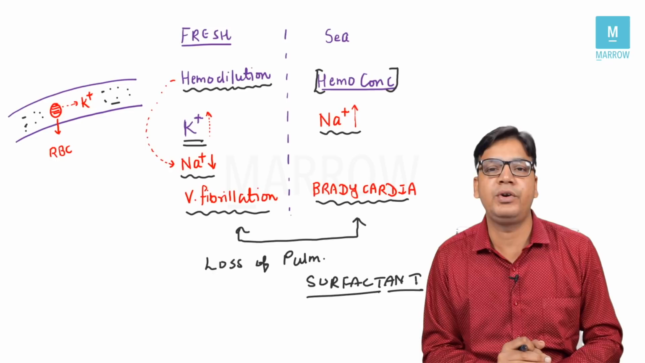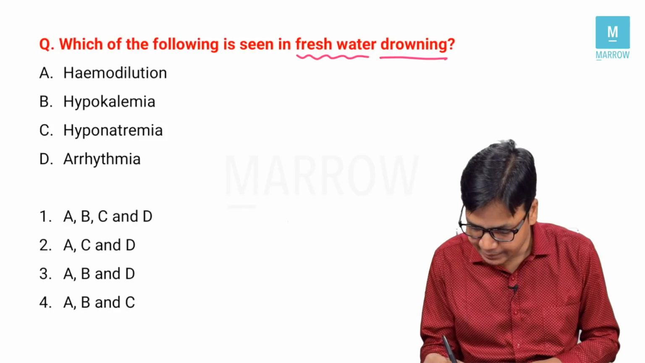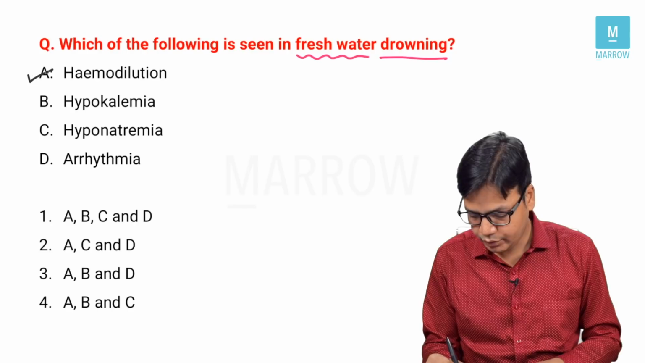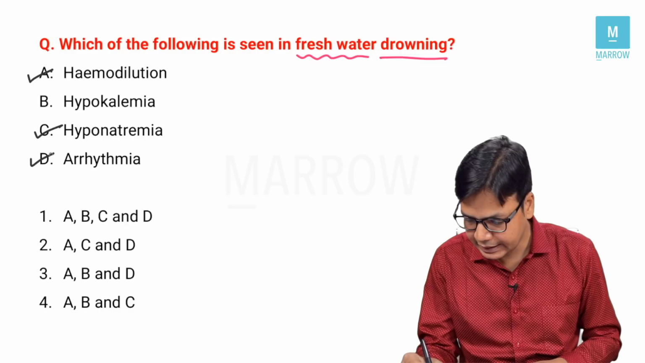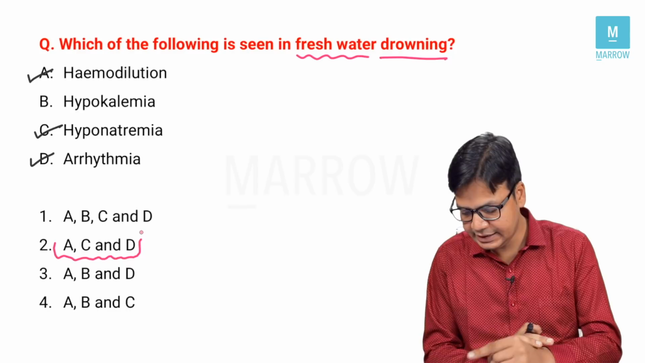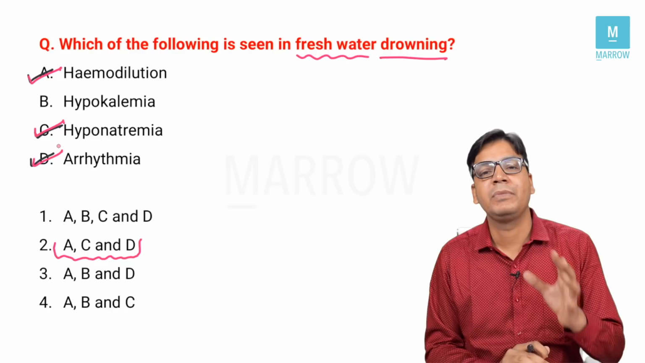Now we are coming back to the question. What is seen? Yes, hemodilution done. Hypokalemia, no, it's hyperkalemia. Okay, hyponatremia done. And arrhythmia done. So what are the options which are correct? Yes, my dear friend, ACD: hemodilution, hyponatremia, and arrhythmia. So, doctor, this is freshwater drowning, and the other is seawater drowning.